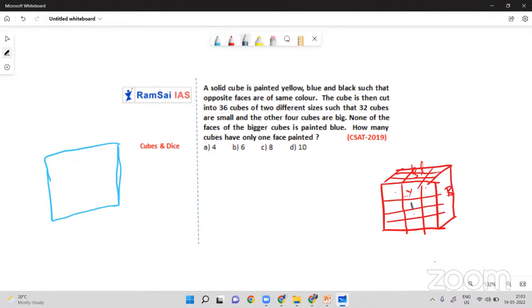So in that case, only one face. 1, 2, 3, 4, 5, 6, 7, 8, 9, 10, 11, 12. Actually, it should be 12, but I'm getting confused here. Just give me 1 second. Where I left here, whether it can be 4 or 3. Can you please look into it once? I just missed some point here.